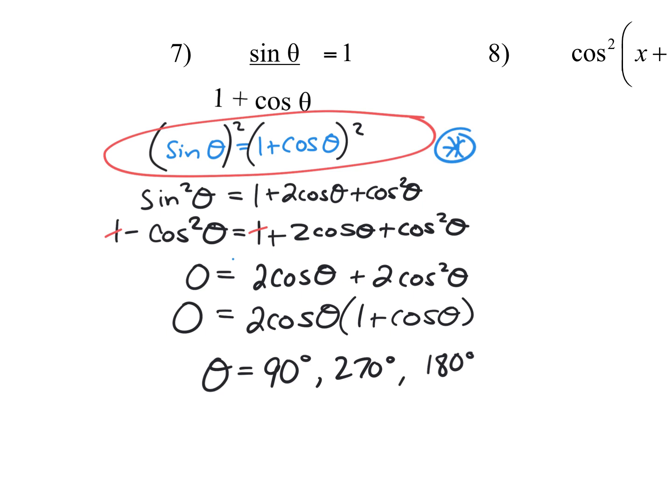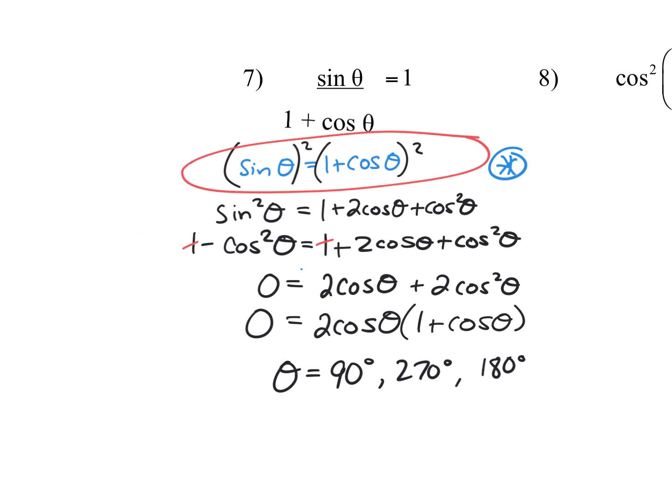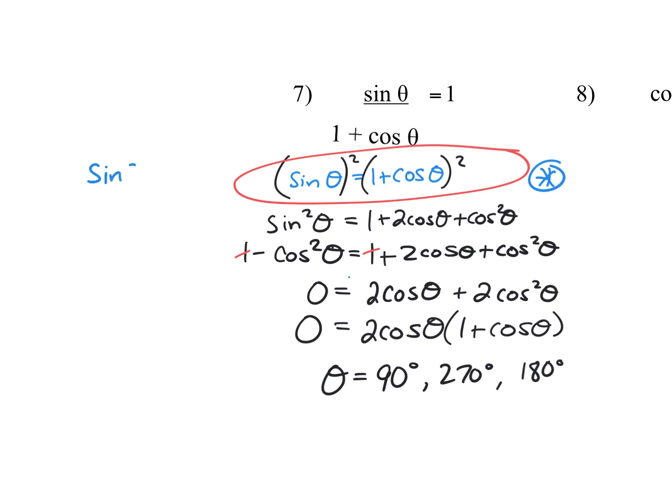So I'm going to plug those back in. Sine of 90 over 1 plus cosine 90 equals 1. I'm trying to check that. Sine of 90 is 1 over 1 plus 0. That one works. If I tried 270, I'd get sine of 270 over 1 plus cosine 270.